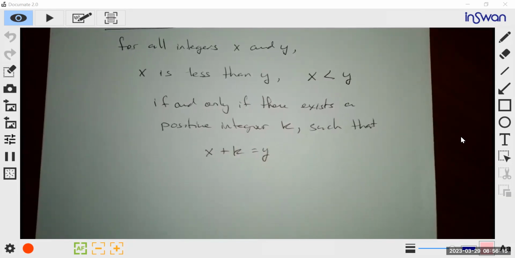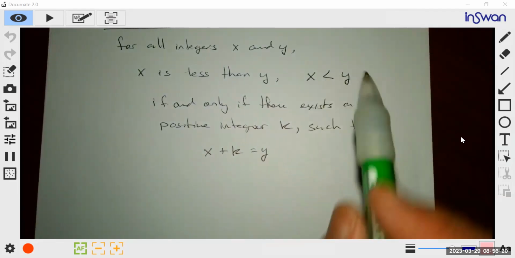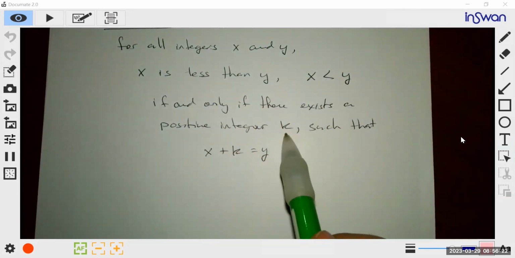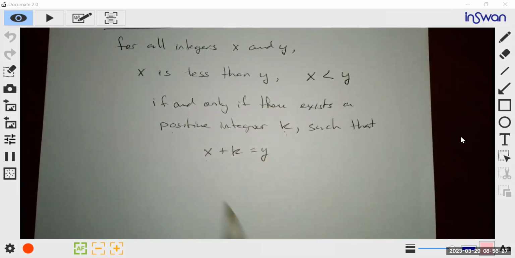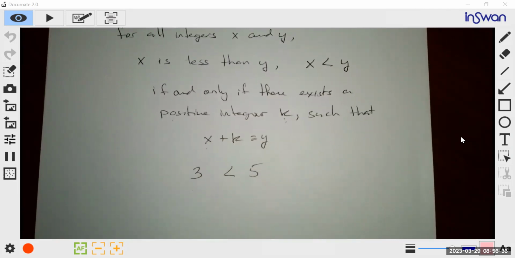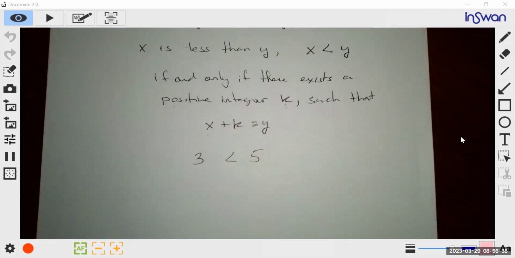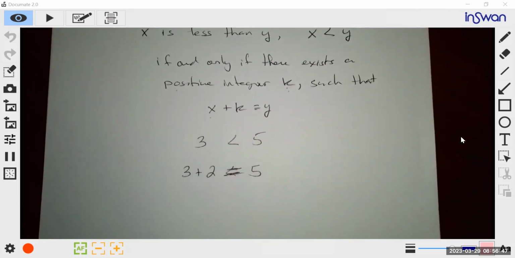For all integers x and y, x is less than y if there exists a positive integer k that, if we add it to x, equals y. Here's an example. 3 is less than 5. How do we know that 3 is less than 5? Because if I add 2 more to it, then it equals 5.